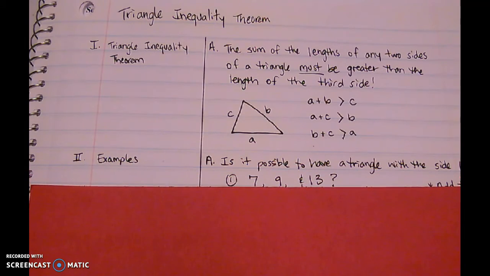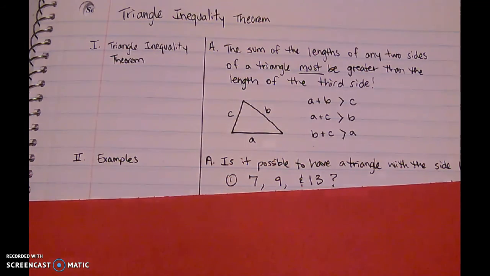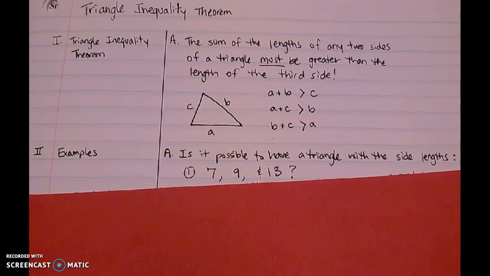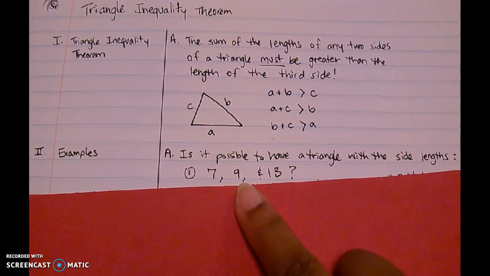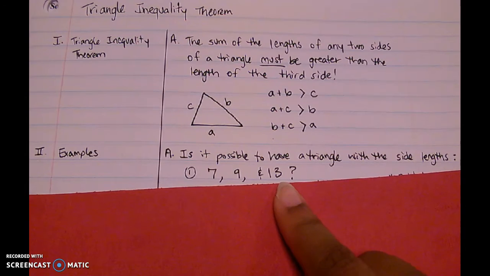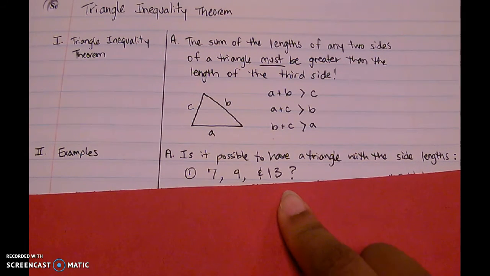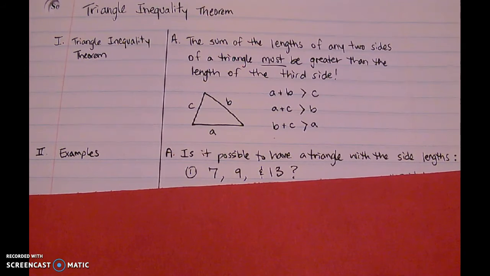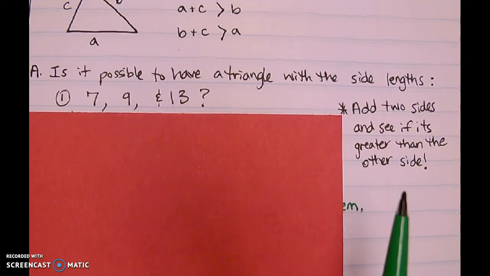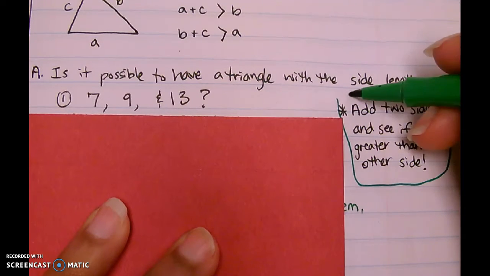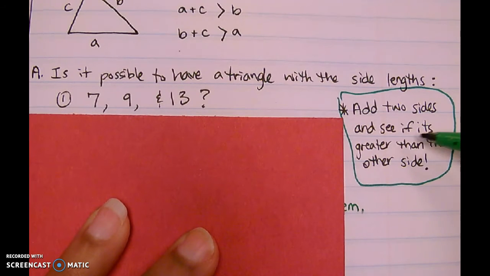So for our first example, we want to know if it's even possible to have a triangle with the side lengths 7, 9, and 13. Is it possible for a triangle to have those as their side lengths? Well, let's apply the triangle inequality theorem. And here's a tip I want you to write down on the side. You want to definitely be sure that you start with two of the sides, add them together, and see if they are greater than the remaining side.